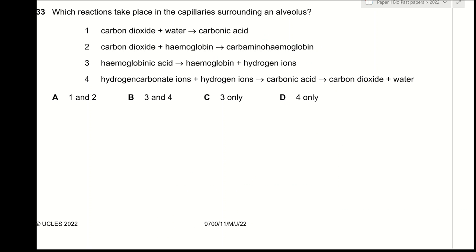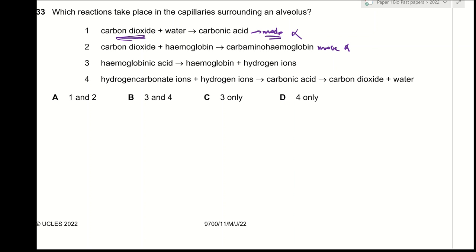Question number 33, which reactions take place in the capillaries surrounding an alveolus? 1. Carbon dioxide combining with water forming carbonic acid. Now, carbon dioxide combining with water forming carbonic acid occurs in muscle cells, where there is a high rate of respiration, and carbon dioxide is a product of respiration. Same with 2. It occurs in muscle cells, not in the lungs. Therefore, both of these are incorrect.